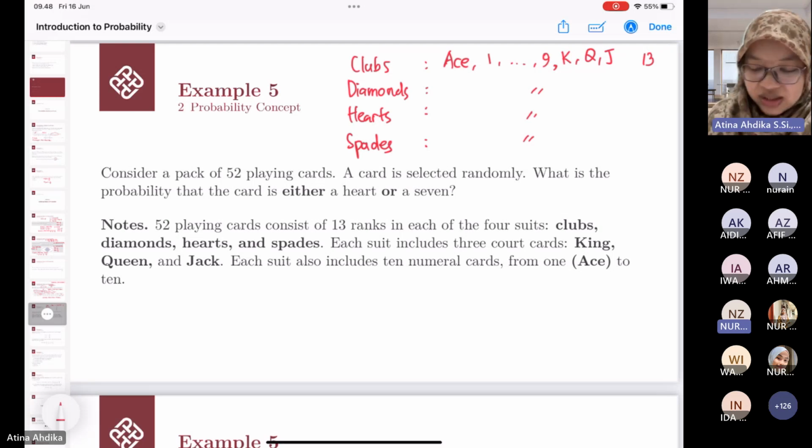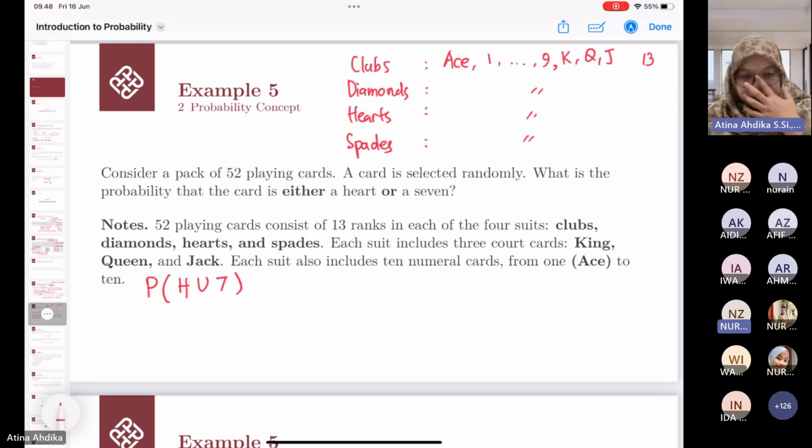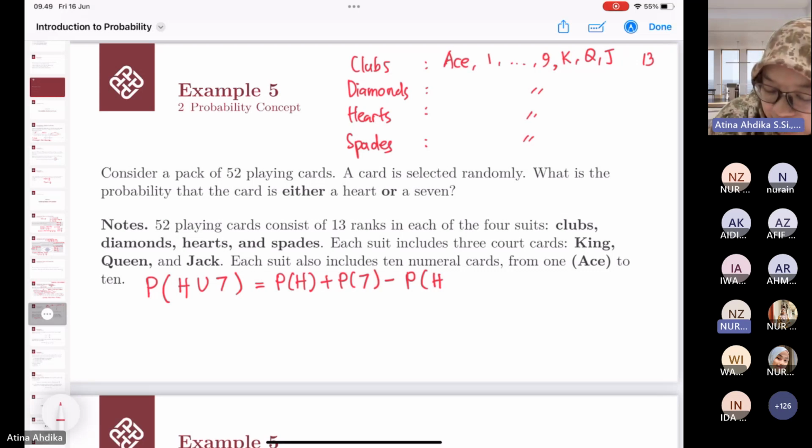Okay, so the question is, what is the probability that the card is either a heart or 7? So this is the question. Using the addition rule of probability, we will have to sum the probability of heart and the probability of 7, minus the probability of the intersection between heart and 7 card. So my first question is, what is the probability of heart?